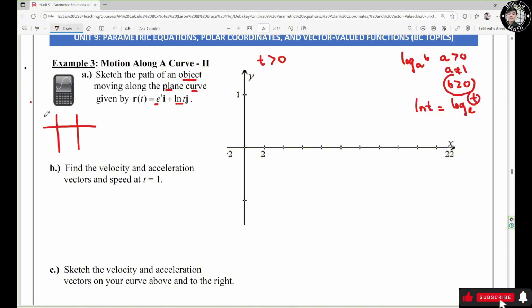So I have t right here, x right here, and y, right? So t equals 1, and then x equals e, right? And then y equals 0, right? Because natural log of 1 equals 0. Now t equals 2, x equals e squared, right? Y equals natural log of 2, right? And t equals 3, it could be e to the third, and this one natural log of 3, right? When t approaches 0, then e to the t approaches 1, right? So we have the vertical asymptote right here.